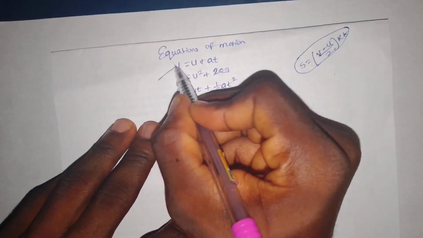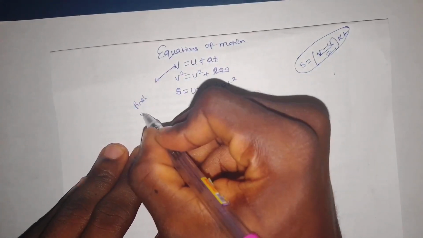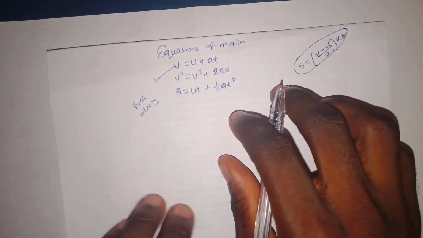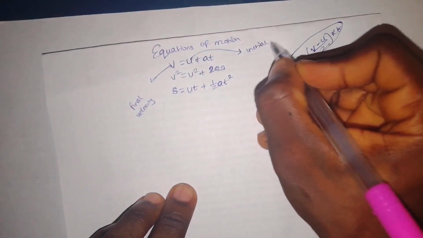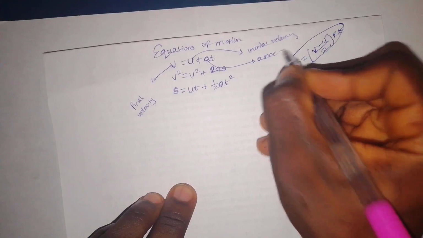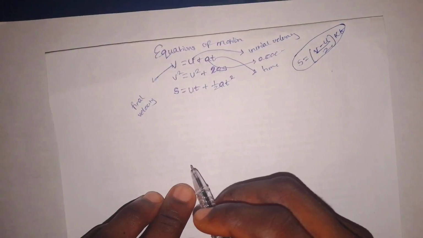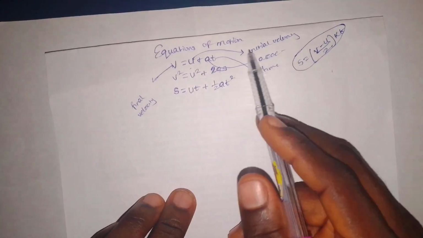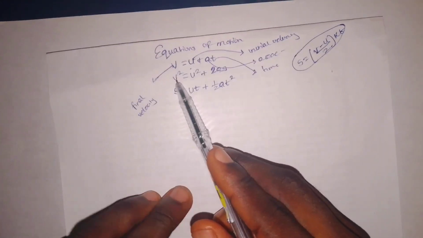Now this V here means final velocity. Then this U means initial velocity. Then A stands for acceleration. T stands for time. So wherever you see V, you know that the V is talking about the final velocity, while U is talking about initial velocity. A is for acceleration, T is for time. Then okay, let's move to the second one.